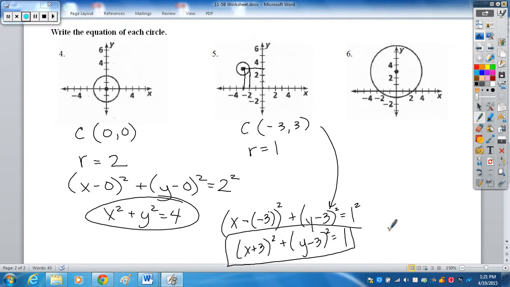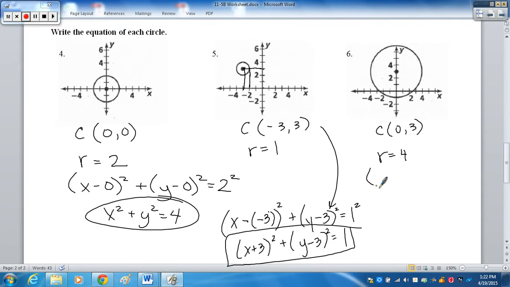Okay? All right, number 6, giving this one a shot. The center, it looks like it's 1, 2, 3. We have each unit, each tick mark is 1 unit. So we have a center which is going to be at 0, 3. And the radius length looks like 1, 2, 3, 4, as the length of 4. So if we plug that in, x minus h squared plus y minus k squared is equal to the radius squared. Okay? And again, simplifying that, don't leave it in this form up here. Always simplify. And there we go. Okay?